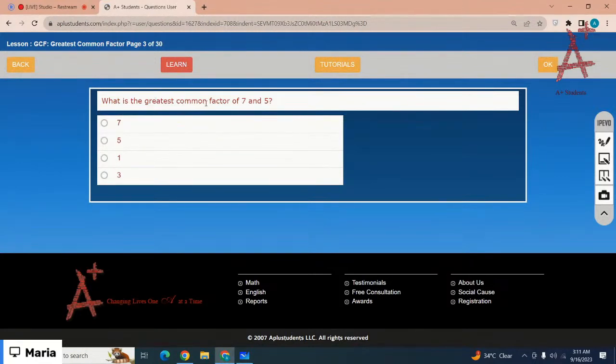Okay, what is the greatest common factor of 7 and 5? The greatest common factor of 7 and 5 is... 7 and 5, they both are prime numbers. So when the numbers are prime, they do not have common factors other than 1. So the correct option is 1. They have only one common factor, that is 1.